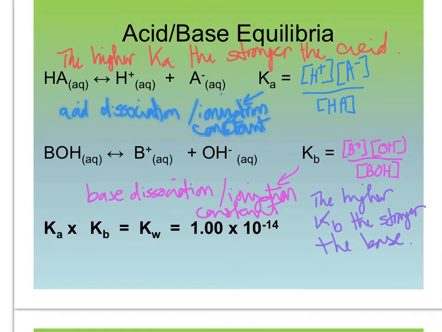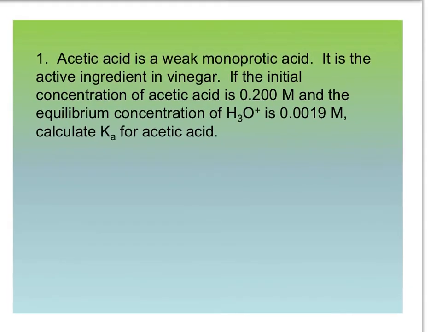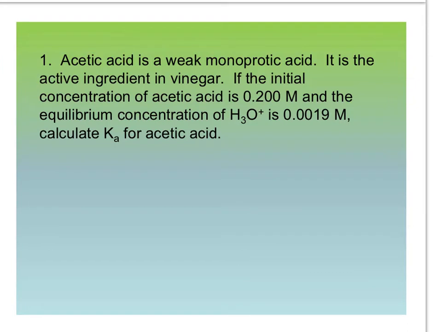So let's look at the type of problem that I would give you dealing with Ka or Kb. Number 1 says acetic acid is a weak monoprotic acid. This is the main ingredient in vinegar. Our commercial vinegar that we use at home is 3% acetic acid. If the initial concentration of acetic acid is 0.2 molar and the equilibrium concentration of the H3O plus ions is 0.0019 molar, calculate Ka for acetic acid.